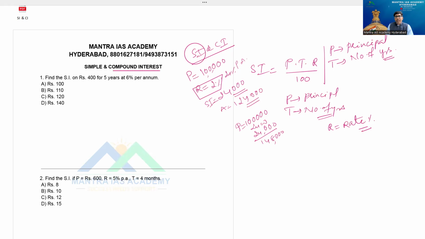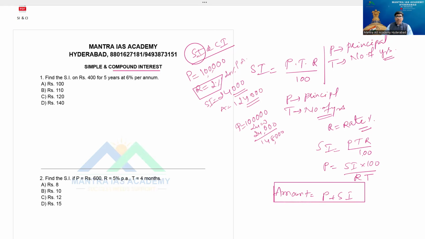So here, PTR by 100: P for principal, T for number of years, R is rate percentage. If you want to find P, cross multiply: SI into 100 by the remaining two, RT. In the same way, you can find the rate and T: SI into 100 by the remaining two. But this 124,000 is called the amount. The amount is nothing but principal plus simple interest.